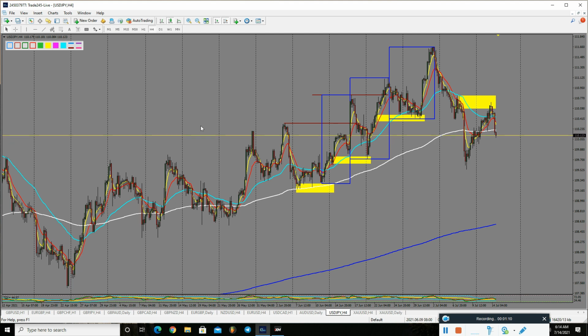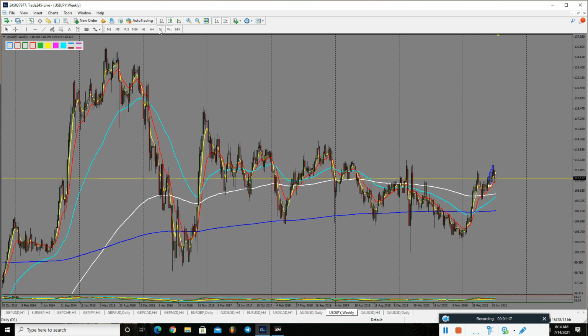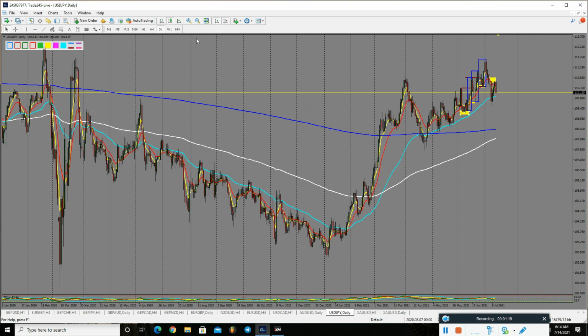All right, so guys, what we have right here on USDJPY is the H4 time frame. Obviously, looking at it from a bigger picture, you need to understand where the market is coming from. You need to understand your market structure. That's one important thing.